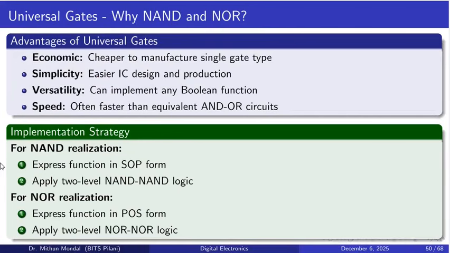In the next tutorial part, we will see the NAND and NOR gate realization. Those are basically the universal gates. And then we will complete this discussion on the digital circuit tutorial series.